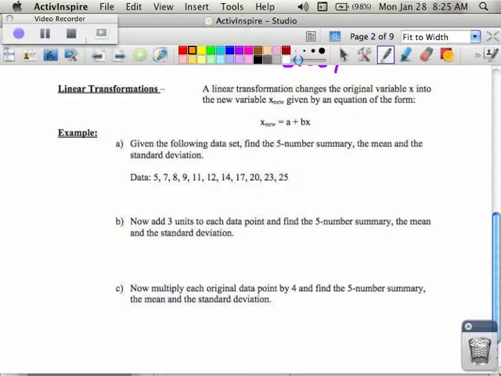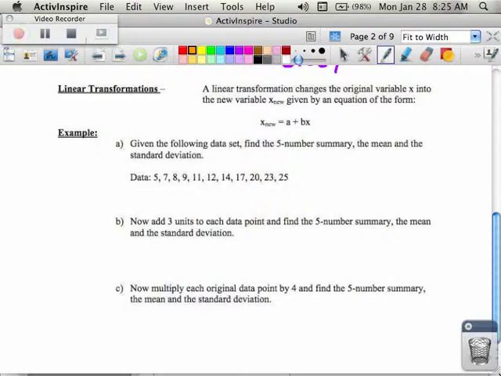So the A is some kind of added or subtracted value. It could be a positive or negative value. And the B is some kind of multiplication or division. For example, B could be 7. Or it could be 1/7, which would be the same as dividing by 7. And what happens with these kinds of transformations?